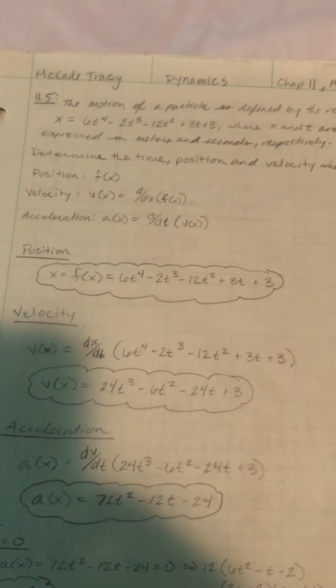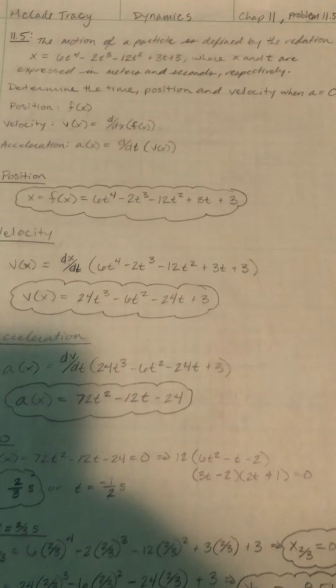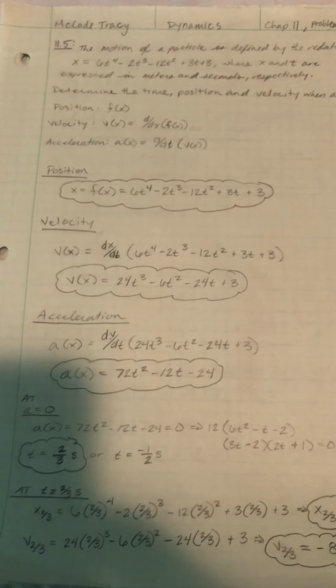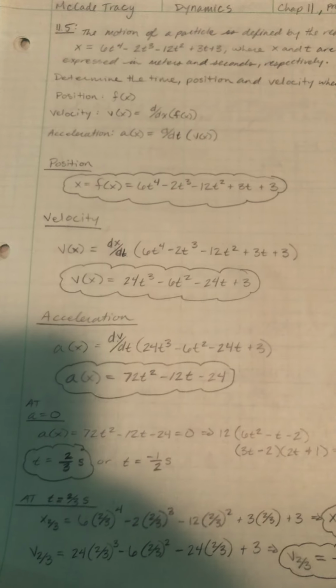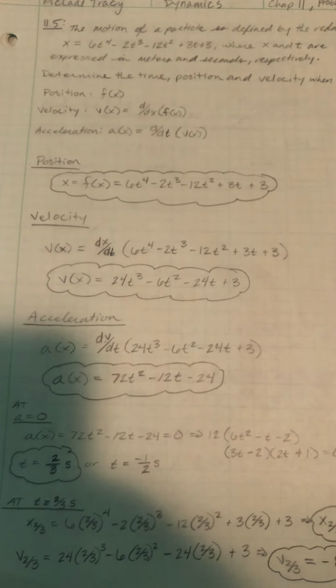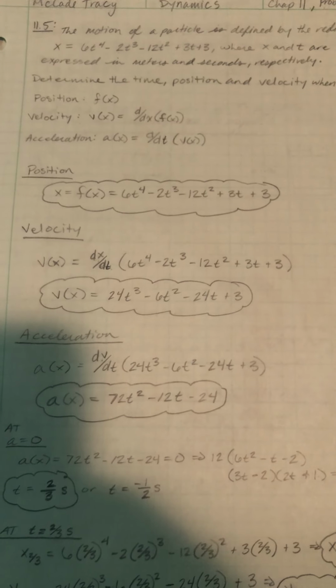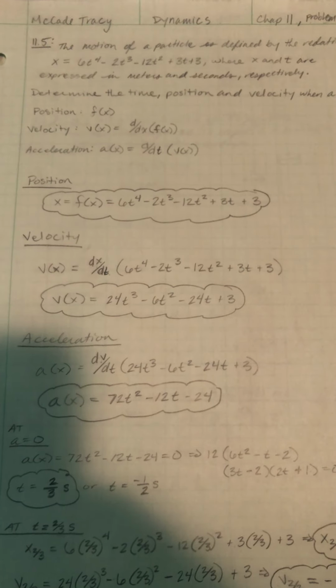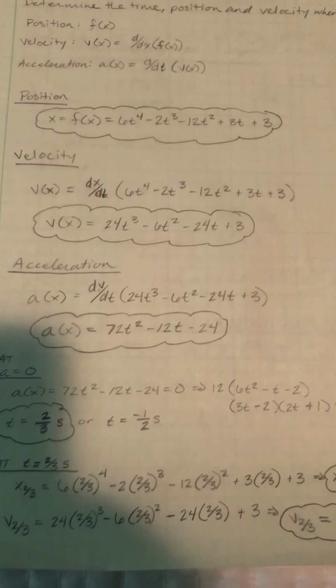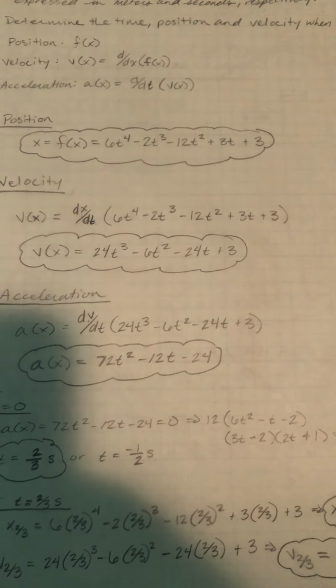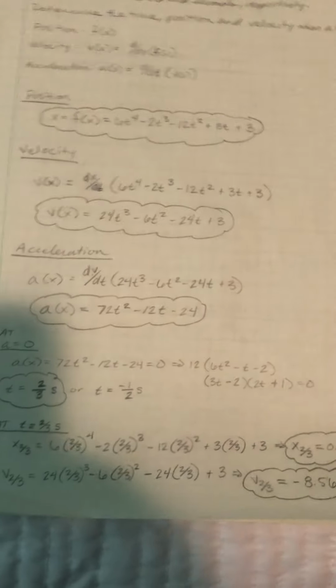As we have the position function, to find the velocity and the acceleration, we take the first and second derivative respectively. Therefore, we get the velocity function as 24t^3 minus 6t^2 minus 24t plus 3, and our acceleration is 72t^2 minus 12t minus 24.